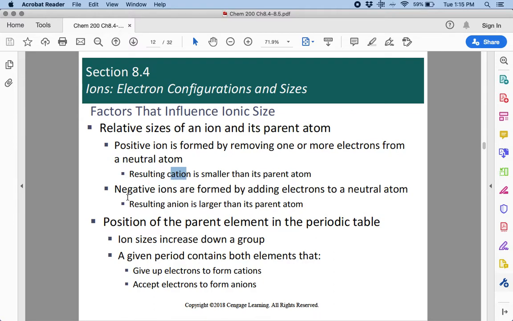Negative ions, conversely, are going to be adding electrons. So they'll be bigger than their parent atom. And then we need to talk about their position in the periodic table, right? Just like I said earlier, the atomic size increases as we go down the periodic table. We will see the same thing happen in ionic sizes. In a given period, we're going to give up electrons to form cations, and we're going to accept electrons to form anions. So we can use that as a way to help guide us.